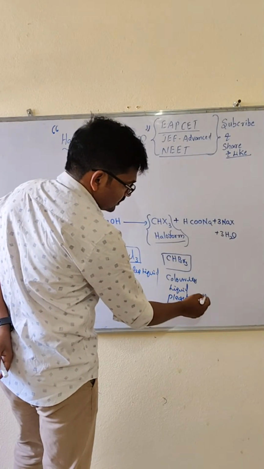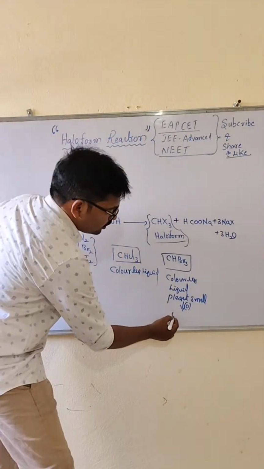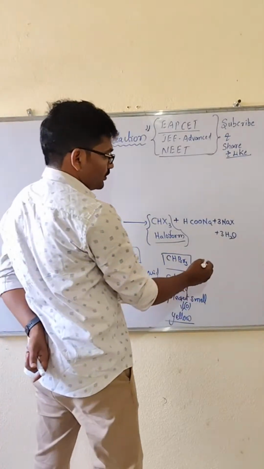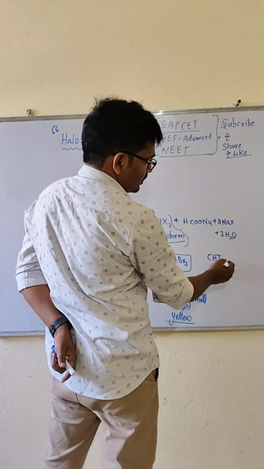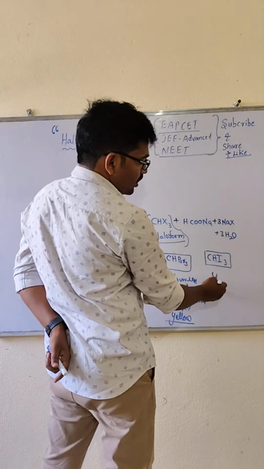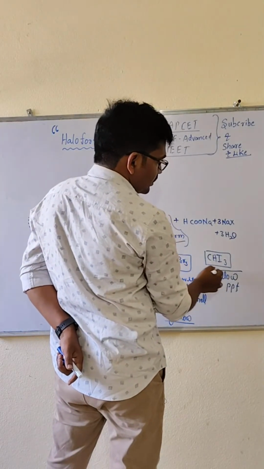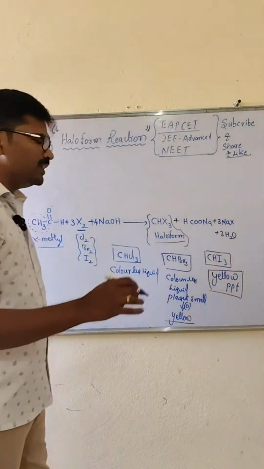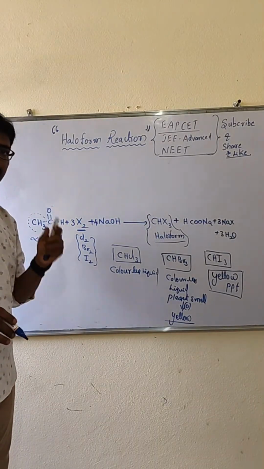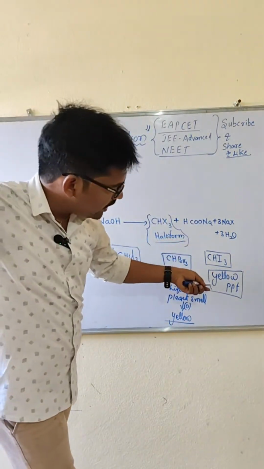Then oxidation takes place, and here it converts into yellow color. Iodoform, CHI3, is a yellow color precipitate. So in this reaction we mainly use iodine, and the name of the reaction is also the iodoform reaction. Even if you take chlorine you get chloroform, with bromine you get bromoform, and with iodine you get iodoform.